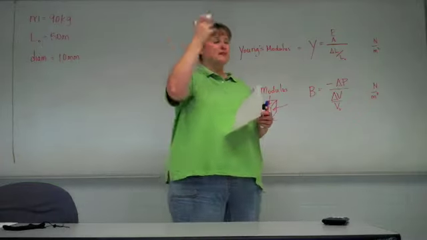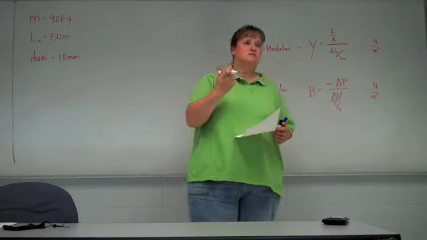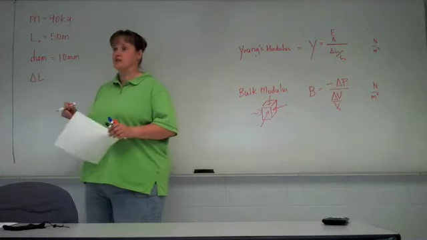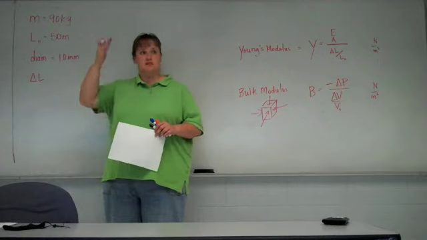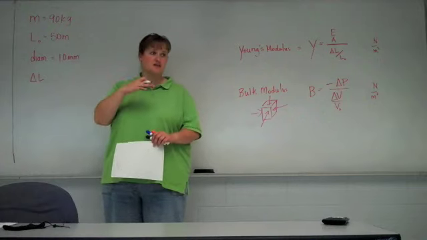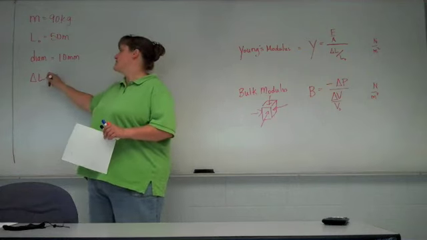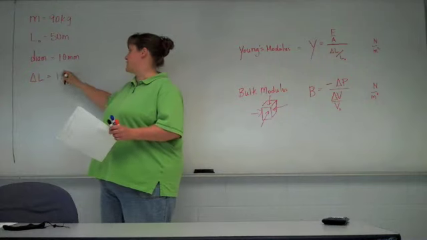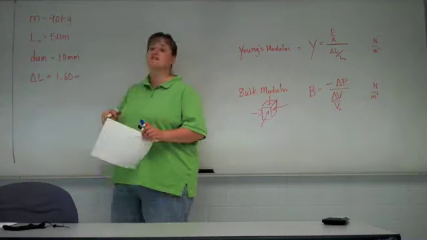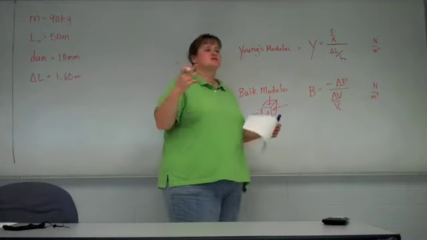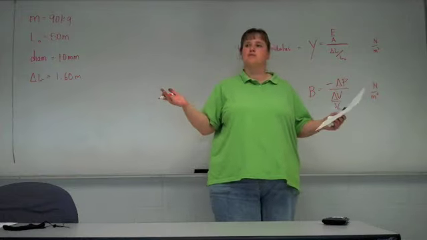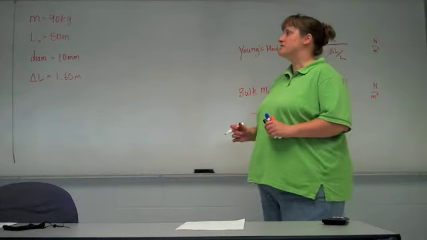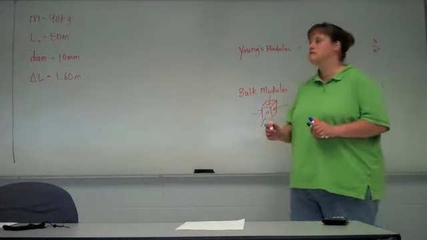When the climber is simply hanging from the rope, the rope's going to be longer than 50 meters. The rope stretches, elongates as the person hangs from it. This particular rope elongates by 1.6 meters when this person is just hanging. So if the person's just hanging from the rope, it is 1.6 meters longer than it was before. What is Young's modulus for this specific rope?